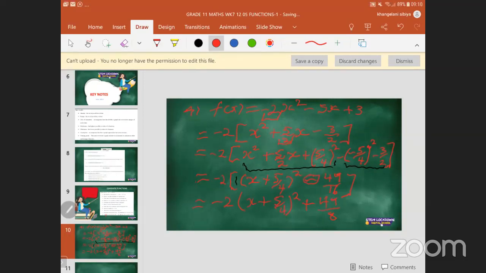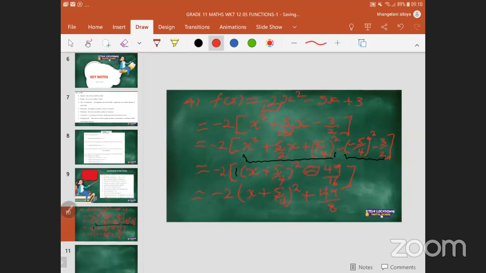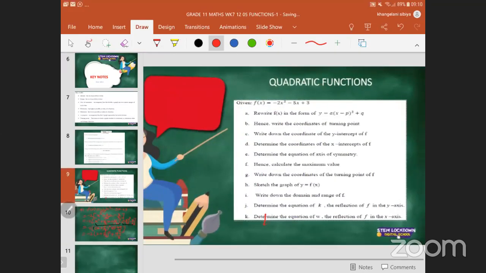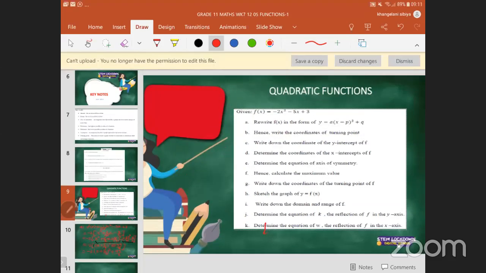All right. Now let's look at our question B. This is completing the square, and you did this one during term 1. Let's look at B. B says hence, which means from A, write the turning point. So what do we do there?